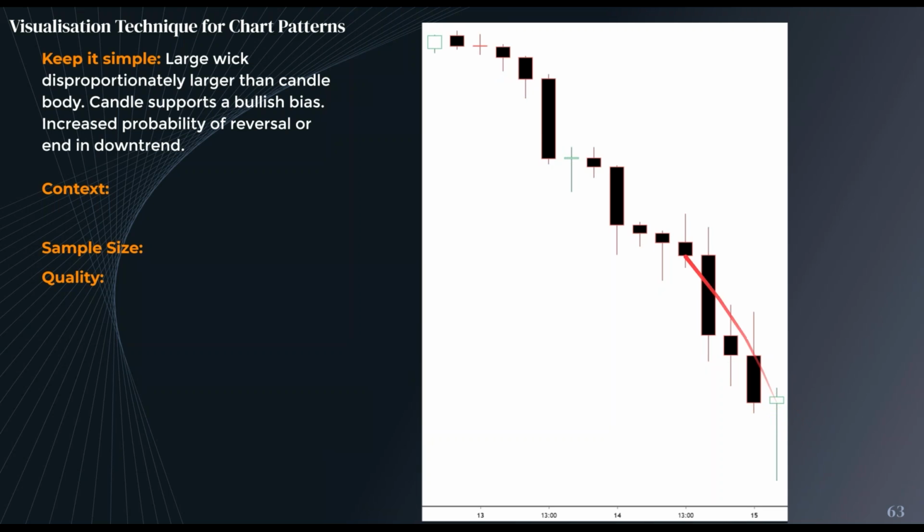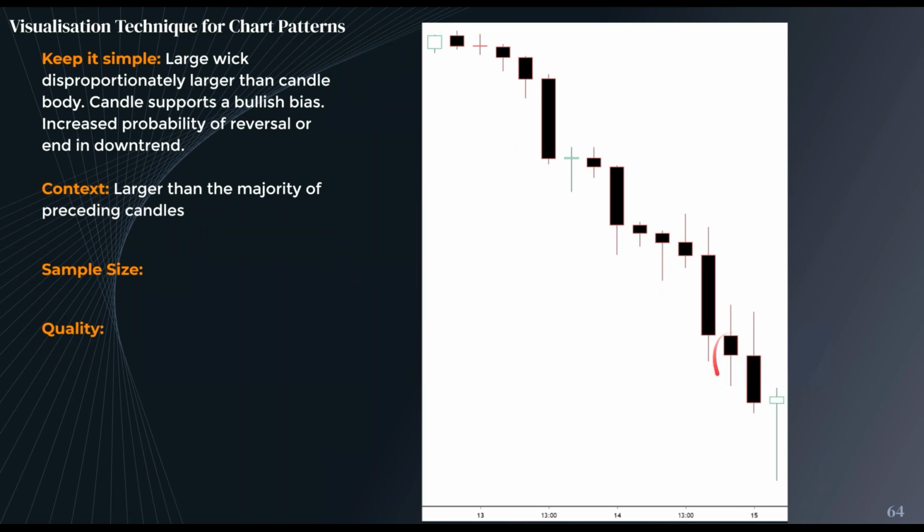Now compare this candle to this candle here. This one's much larger. This one's bigger relative to this candle and this candle, because that wick is larger than this and this candle. Not as big as this one, but bigger than the two most recent ones. Whereas this one is smaller than every preceding candle. Context: larger than the majority of preceding candles, like I said, so this is strengthening the bull argument at least somewhat. Sample size, it's only one candle.